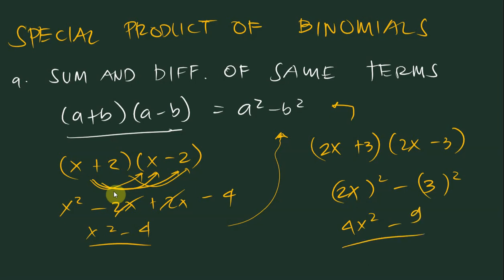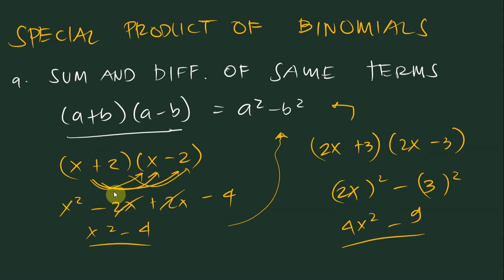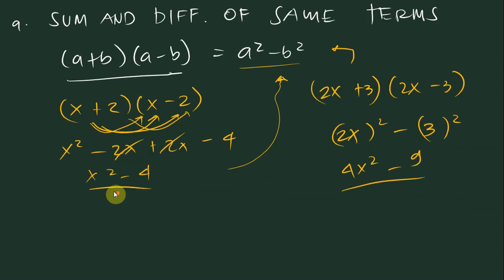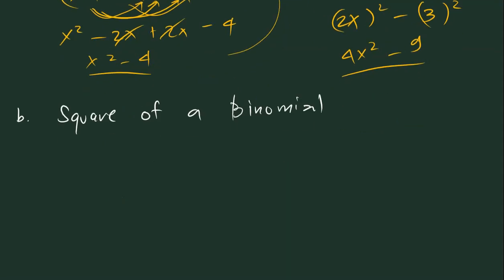Okay. So these are just efficient ways of solving, because these are known already. You know already that this will be the result, so you can just write the answer right away. Okay, so let's have the second one. Have the square of a binomial. Square of a binomial.